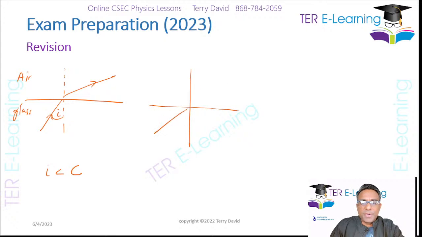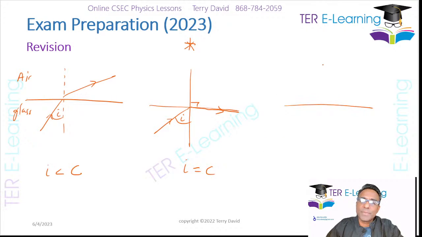The second diagram is this. If your angle of incidence is equal to your critical angle, the ray travels along the boundary. So this is the second scenario, where your critical angle is equal to the angle of incidence. If in the exam they ask you to define critical angle, please draw this diagram for them. That will explain what the critical angle is.